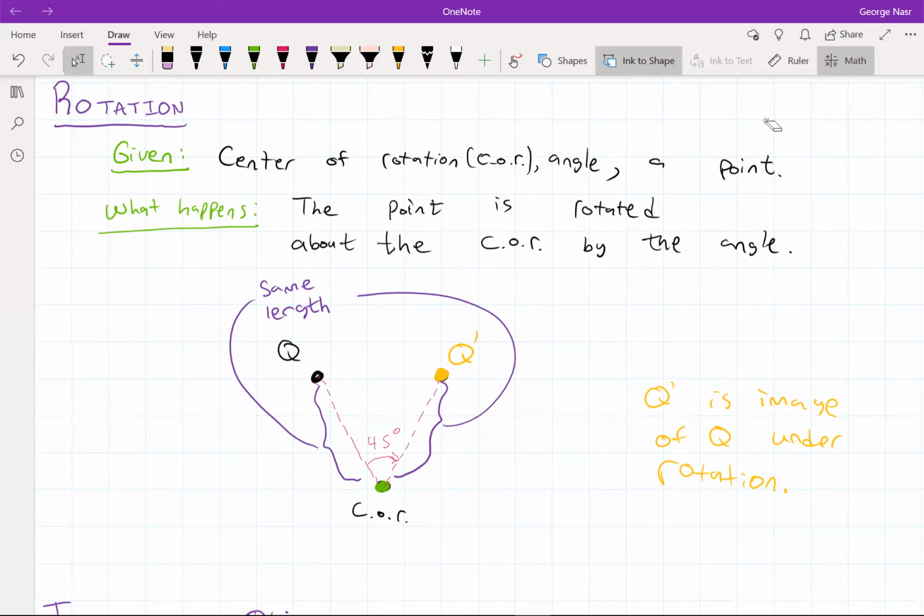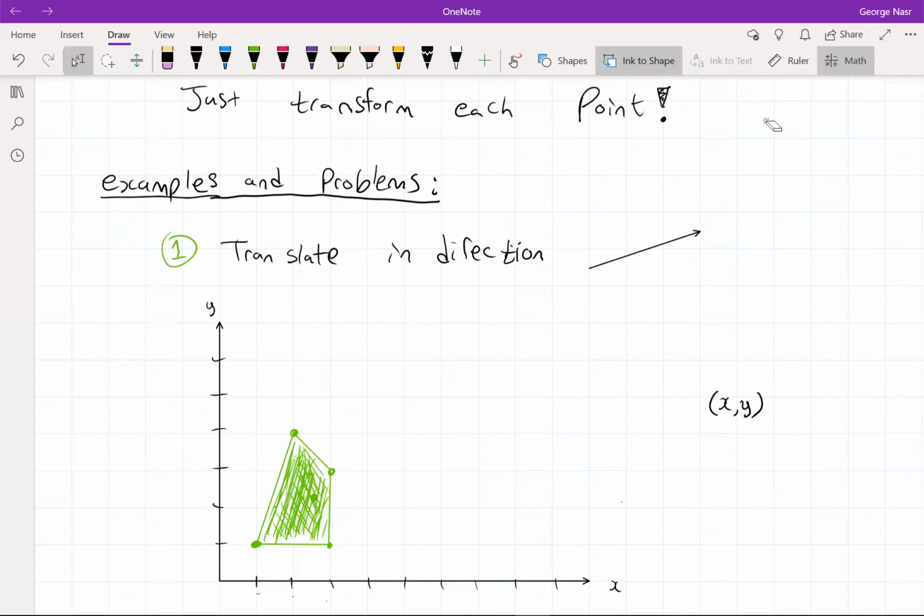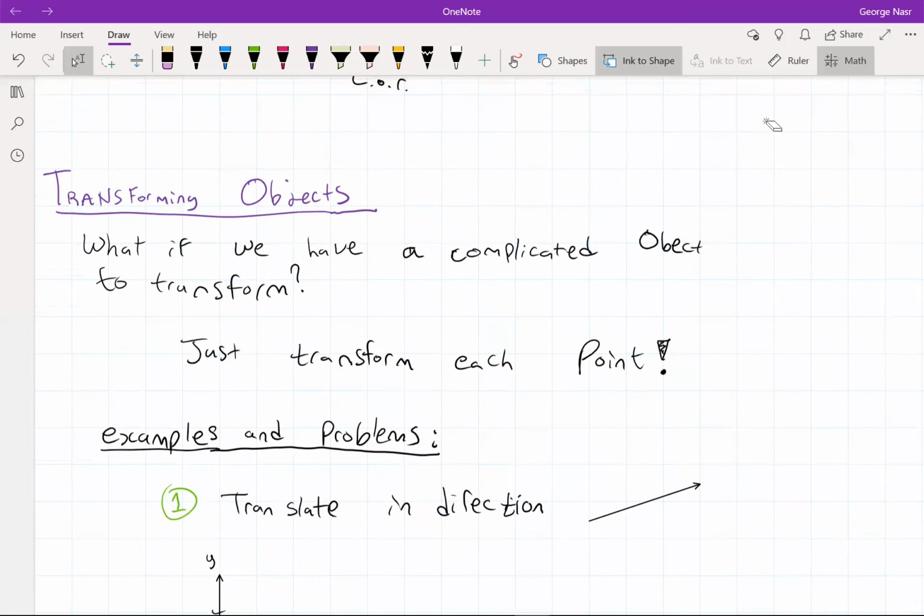Also, I don't want to just rotate points, translate points, or reflect points. That's kind of boring. I would really like to transform objects, something that looks like this. So how do we transform a very complicated looking object? The idea is to just transform every point. If you transform every point in the object, that's what it means to transform the whole object. So we define how to transform points first, and then when I want to transform a more complicated object, I just transform every point in there.